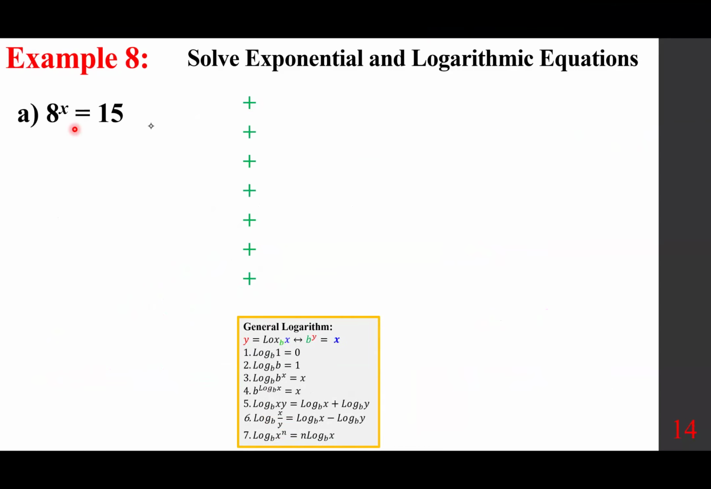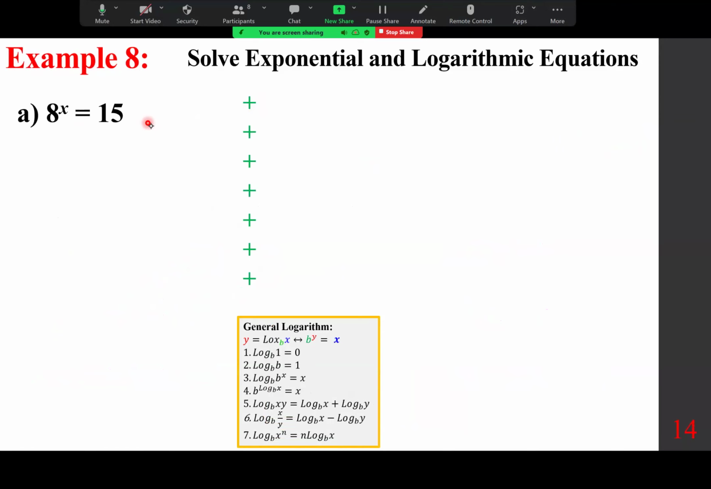8 to the power of x is 15. We are looking at an exponential equation. We are hoping to get the same base on both sides. On the left side, we have the base 8. We can even get the base 2. Can we do that on the right? The answer is no.